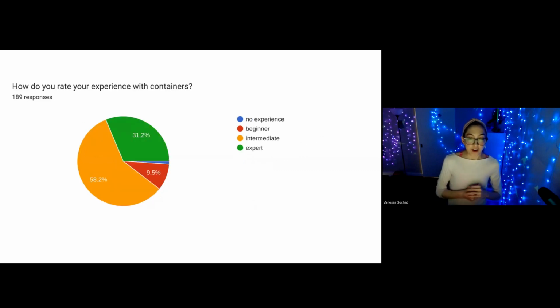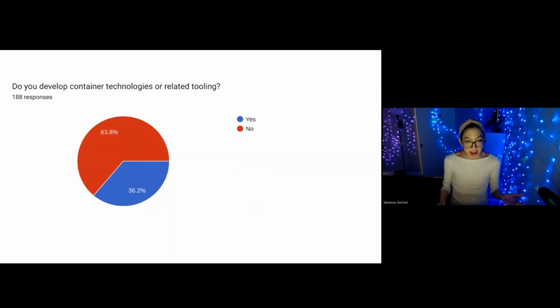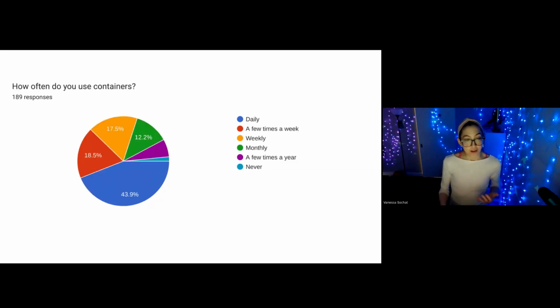How do you rate your experience with containers? I was a little surprised by this. We have more intermediate and then experts than beginners. Maybe that reflects how we distributed the survey. Do you develop container technologies or related tooling? We have a pretty good sizable number of developers that took the survey.